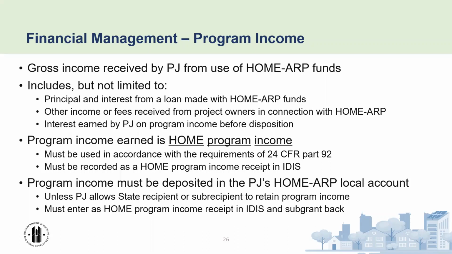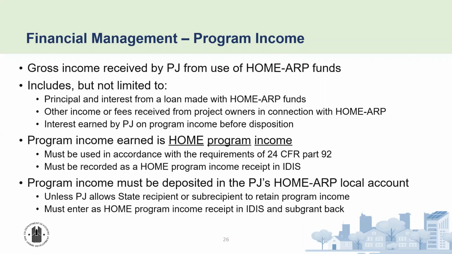So here's the big difference that I mentioned. Program income earned from the use of HOME-ARP funds is HOME program income and must be used in accordance with the requirements of 24 CFR Part 92, or the HOME Regulations. So let me repeat that. Program income earned from the use of HOME-ARP funds is HOME program income and must be used in accordance with the requirements of the HOME Regulations, so for eligible HOME activities.